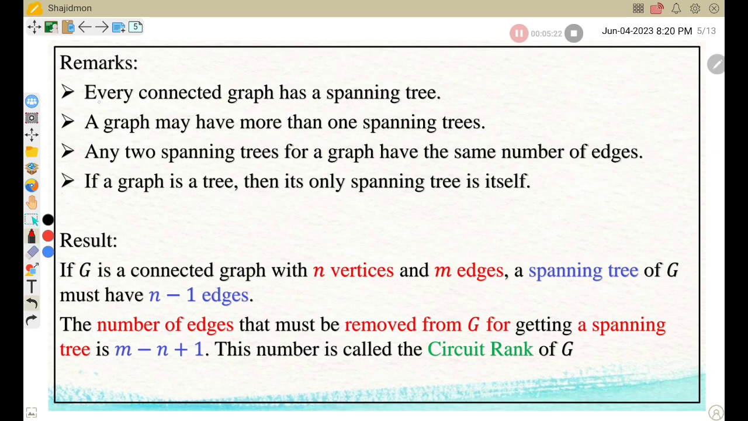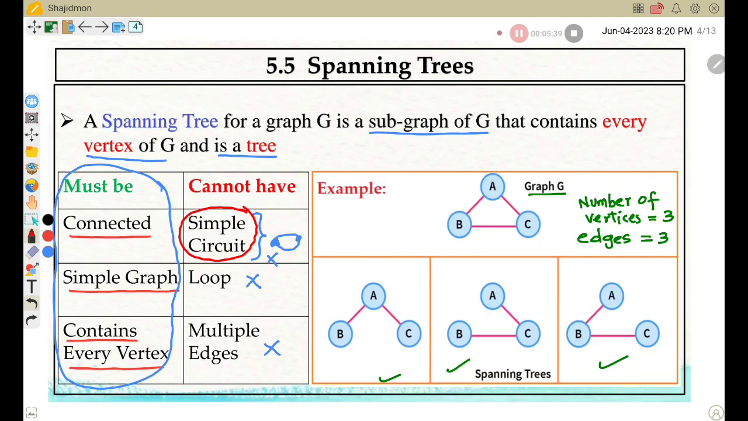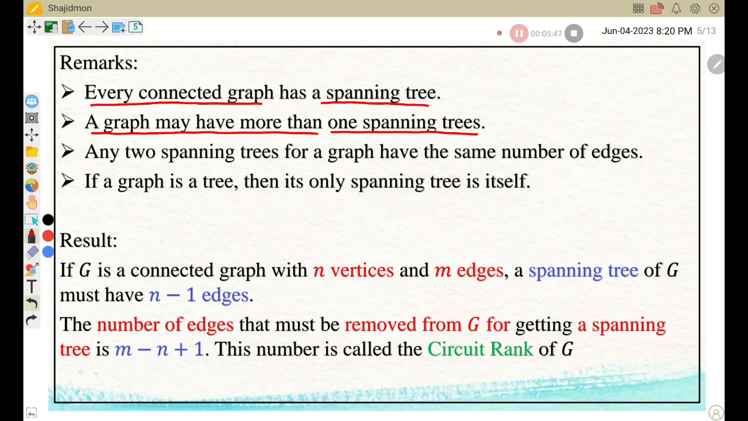You can see, every connected graph has a spanning tree. So if you are getting a connected graph, we can find a spanning tree from that one. Now, a graph may have more than one spanning tree. In this example itself you can see we have three spanning trees here, correct? And this graph is connected. So every graph may have more than one spanning tree.